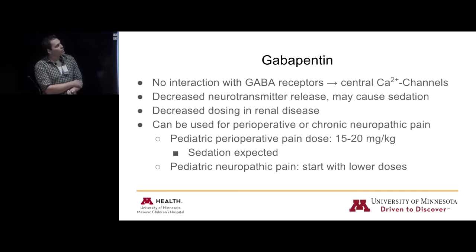Gabapentin, the name is somewhat confusing. It does not at all interact with GABA receptors. It actually interacts with central calcium channels. It altogether decreases the amount of neurotransmitter release, so it causes sedation. It was initially used as a seizure medication, and it also has an effect on pain, especially neuropathic pain. We use decreased dosing in renal disease because it is mostly excreted via the kidneys.